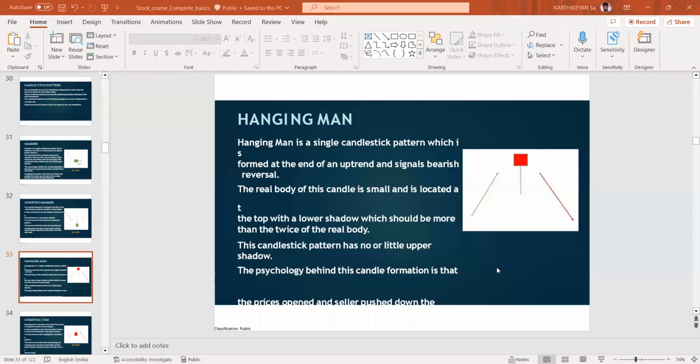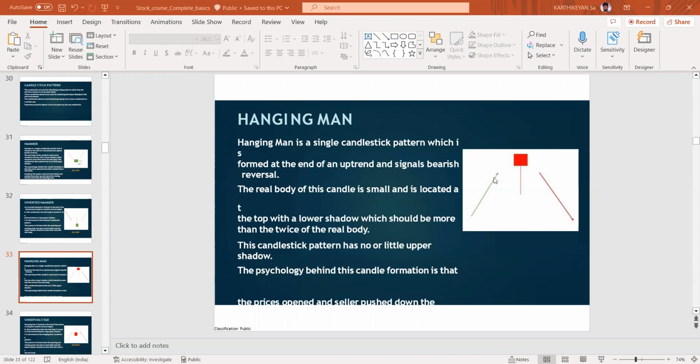So next candlestick is a hanging man. So this is the exact opposite of the hammer candle what we have discussed. This candlestick is formed at the resistance level.